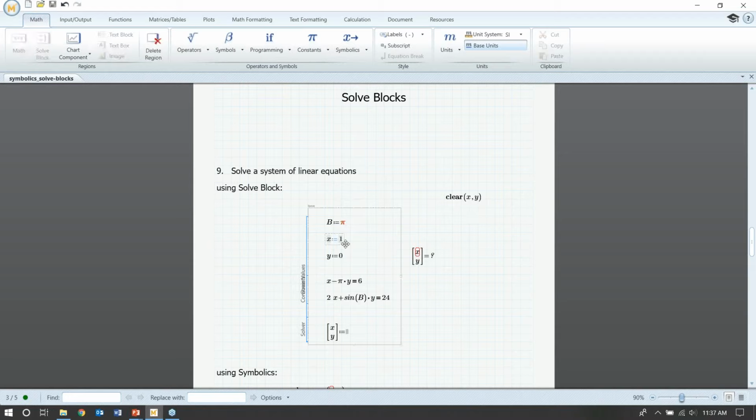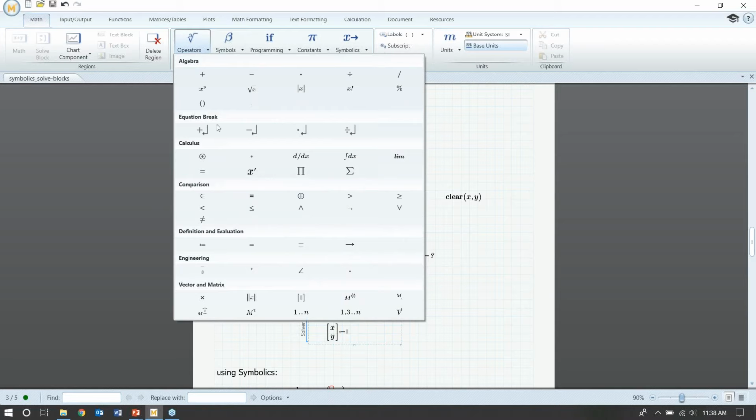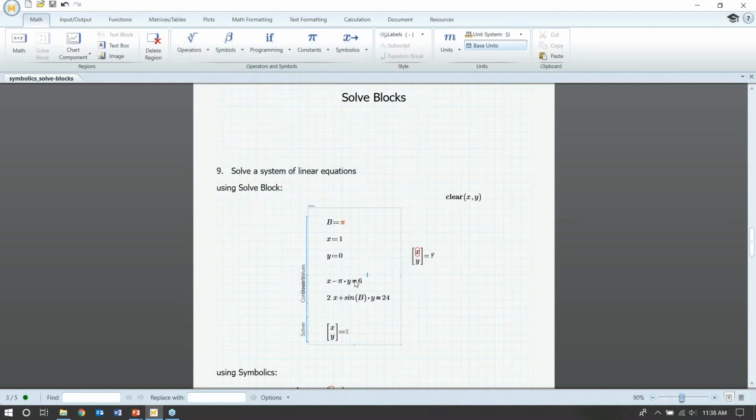In order to define a guess value, you need to use the definition equal sign. That can be done by just typing a colon in your worksheet, or if you're unfamiliar, we can always add it in through our operators tab here, definition. For constraints, we have our constraints laid out as x minus pi y equals 6.